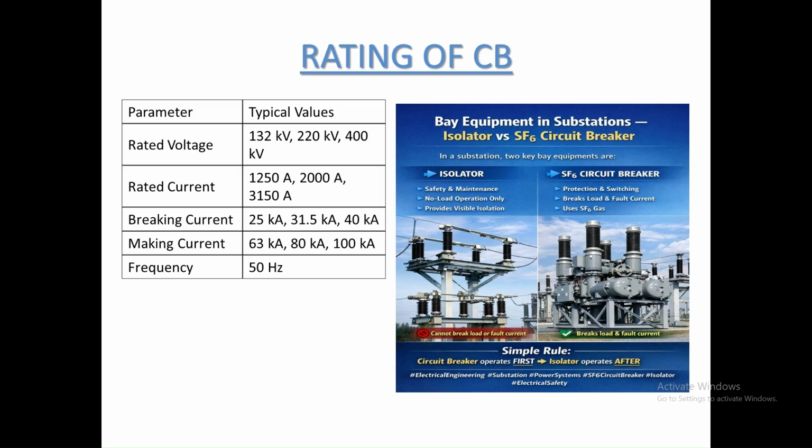So first we need to understand what the ratings are for the selection of a breaker: the rated voltage, current, breaking current, making current, and frequency. For 132 kV, the rated current is around 1250 ampere, 2000 ampere. Based on our load requirement, it can be there. Similarly, breaking current, making current, and frequency.